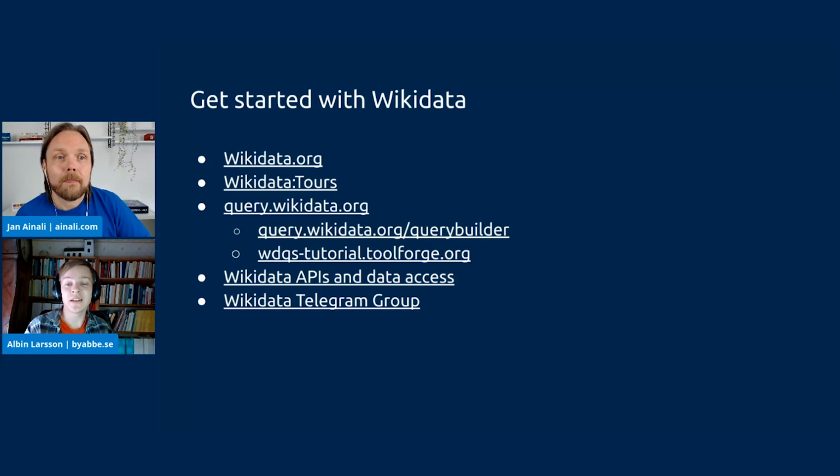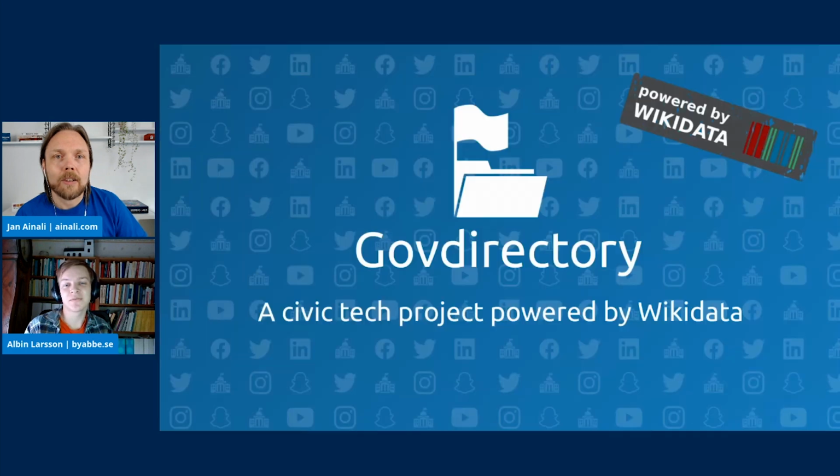And if you want to dig deeper, Wikidata has a long list of APIs and other ways you can access the data, like data dumps. And if you beyond that have questions, you can ask them directly on Wikidata, but you can also head over to the Wikidata Telegram group, where there's always someone there to answer your questions. So let's take a look at how you can use this in the real world.